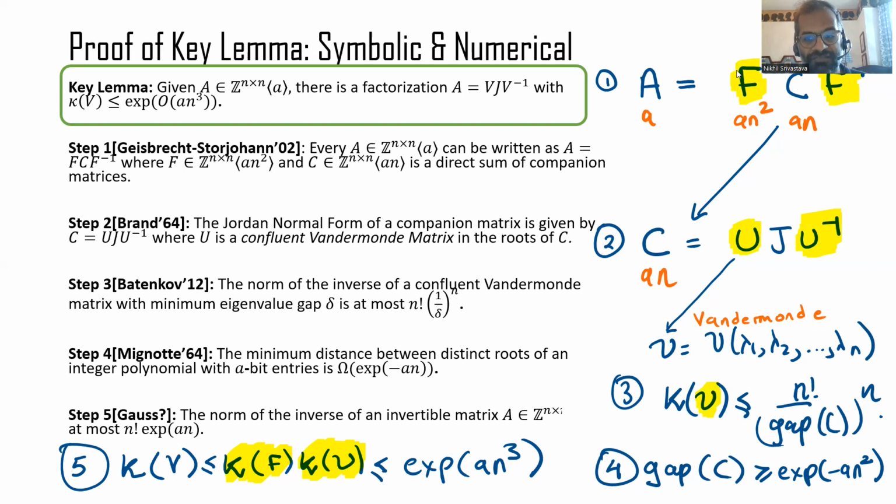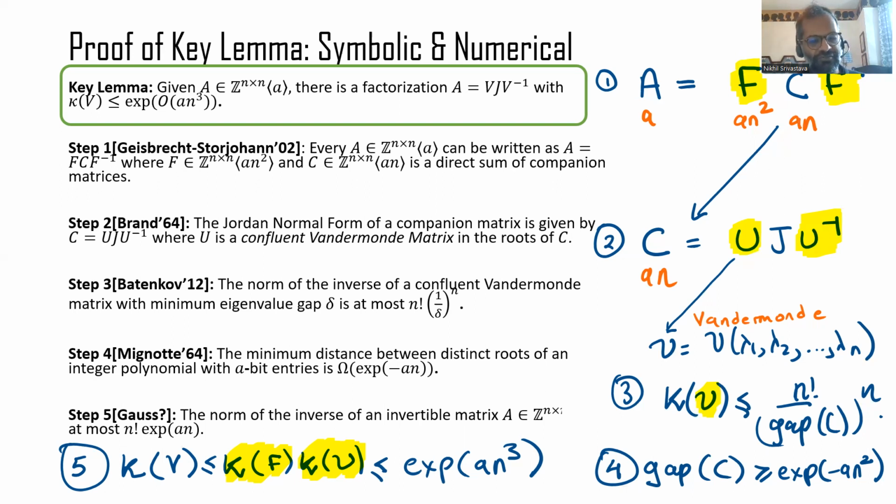So then I know that the condition number of U is at most exponential AN cubed by this gap argument. I know that the condition number of F is at most exponential AN cubed because it's an AN squared bit invertible integer matrix. So if I combine both of these things, I get that the condition number of V is also at most exponential some constant times AN cubed. And that's the proof of the key lemma.